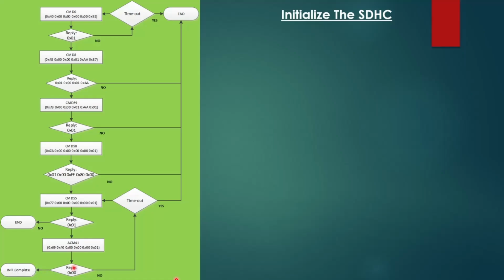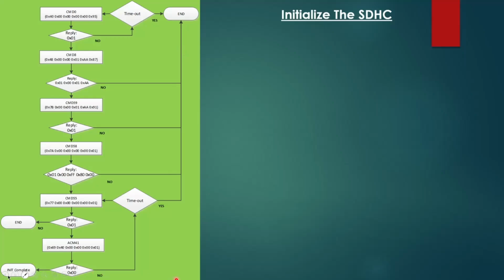We expect to get a reply from command 41 to be 00. If we don't get that, then we send command 55 again, followed by command 41, and we review the reply from command 41, and eventually it's going to be 0, which means we declare that the SDHC has been programmed, or in the other cases we would get a timeout, and then we're done.